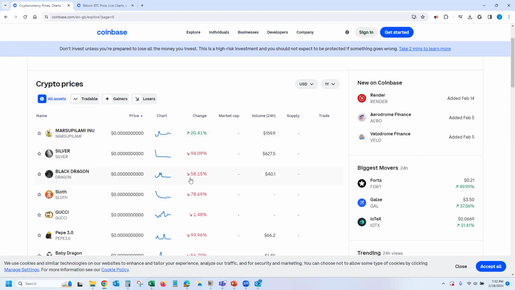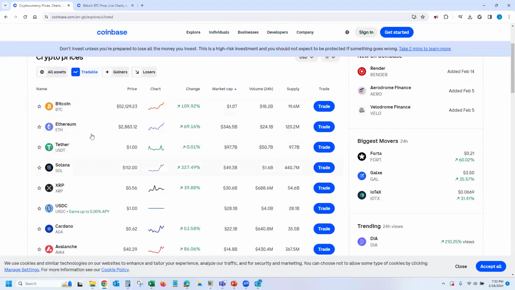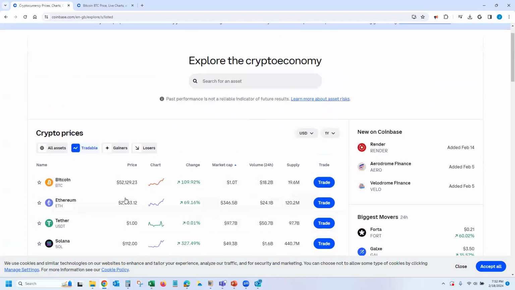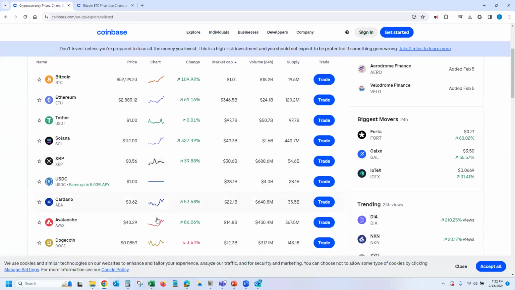Now, if you want to find out which cryptocurrencies are traded, you could click on this one here, which is tradable. This tradable filter will give you those cryptocurrencies that are traded on Coinbase. And in most cases, these cryptocurrencies are also traded on similar platforms, like Dogecoin and many other cryptocurrencies you could see here. These are cryptocurrencies that are currently on exchange. And also you could view the chart here to see how these cryptocurrencies are changing.